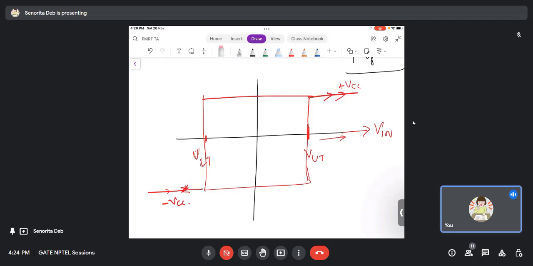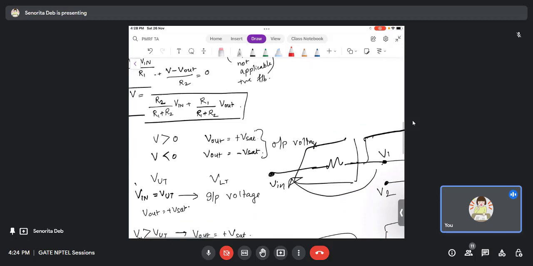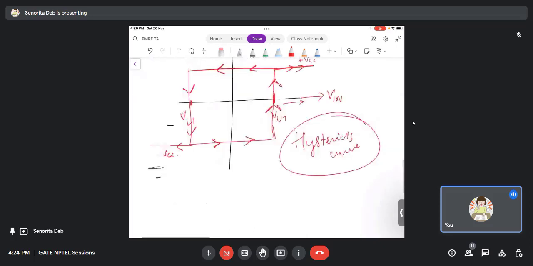Okay, and then you get this kind of a curve. The arrow here is wrong. And this is called a hysteresis curve. I will not go into the hysteresis curve and all those things. I just wanted to show you the hysteresis that is happening. Well, I'll come to the main point.